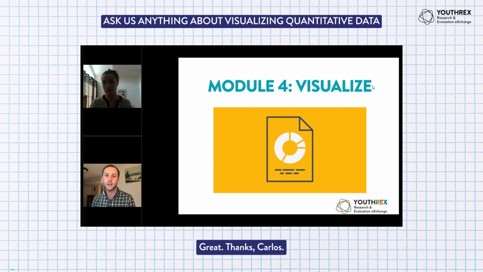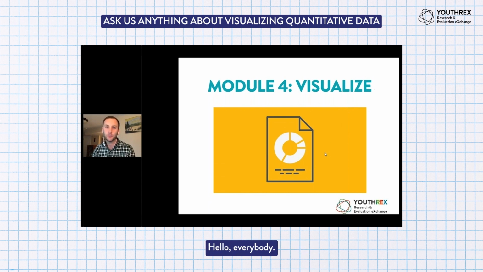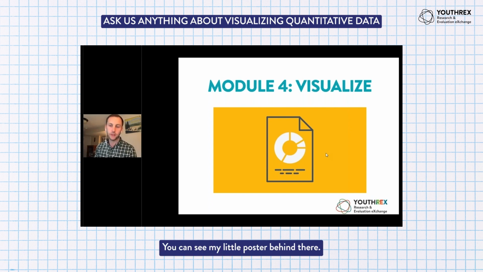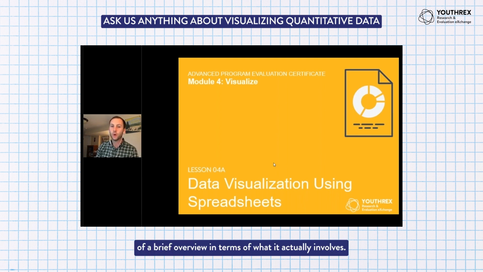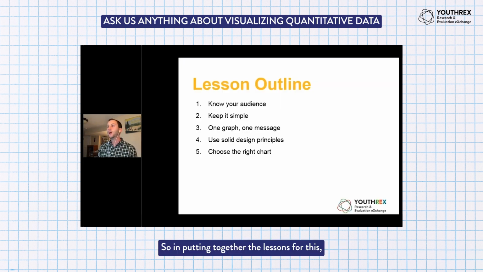Great, thanks, Corliss. Hello, everybody. Hello from Portland, Oregon, south of the border. You can see my little poster behind there. I'm delighted to talk with folks in Canada. So just to provide a brief overview of Module 4, I know, as Corliss just said, some of you will have started it, others may not have. I'll give you a brief overview in terms of what it actually involves.